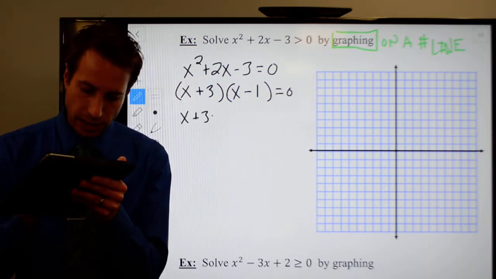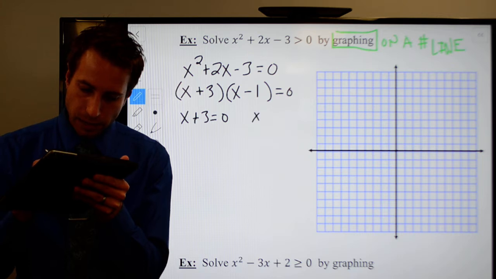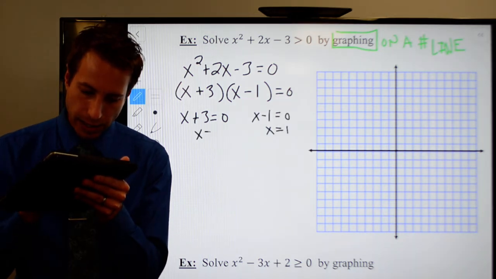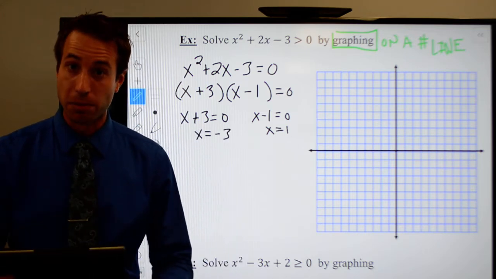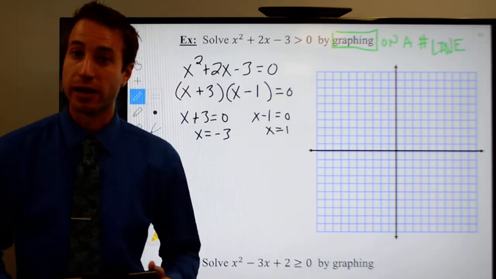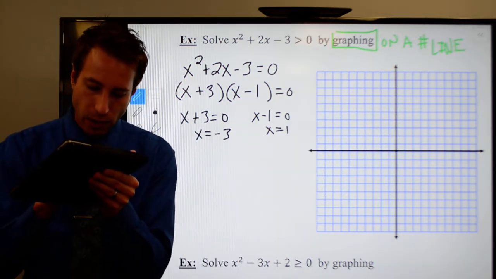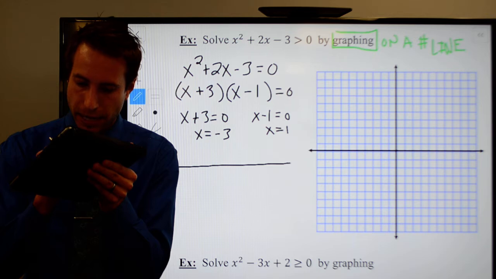x plus 3 is equal to 0. x minus 1 is equal to 0, which means x is equal to 1, and x is equal to negative 3. Now I set up my number line. Graph on a number line, and I apologize I didn't give you one. That's okay. You can make your own.